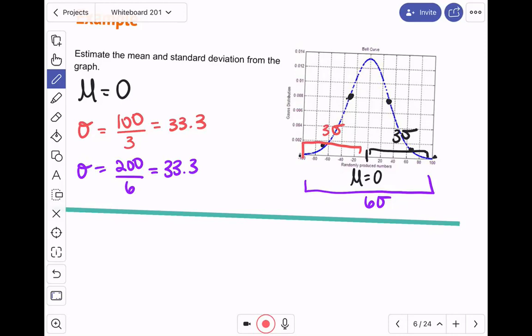In the middle. The mean sits in the middle of the normal curve, right? How are the normal curves different from each other? Well, they all have different means and they all have different standard deviations.